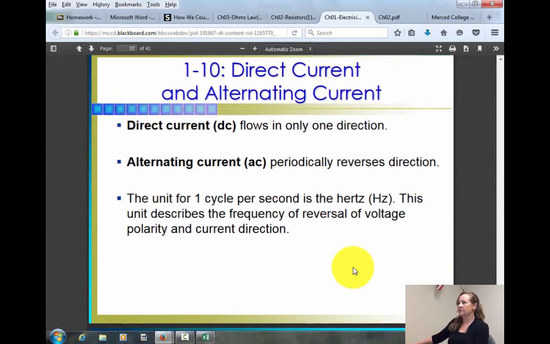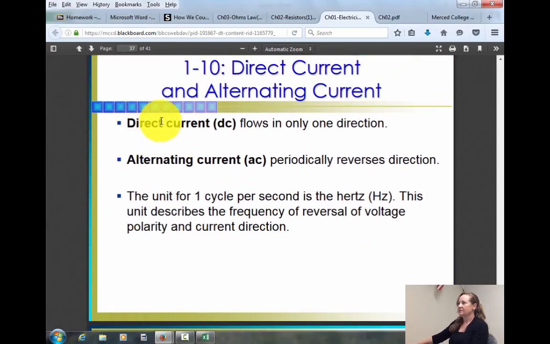Now in this class, we're only going to deal with direct current. Does everybody know what alternating current is? Alternating current is like our plugs in the wall. Don't ever stick a multimeter into the plug in the wall. It can blow you up. Very bad idea. It's a different type of current. It goes back and forth, flowing one way and then the other way.